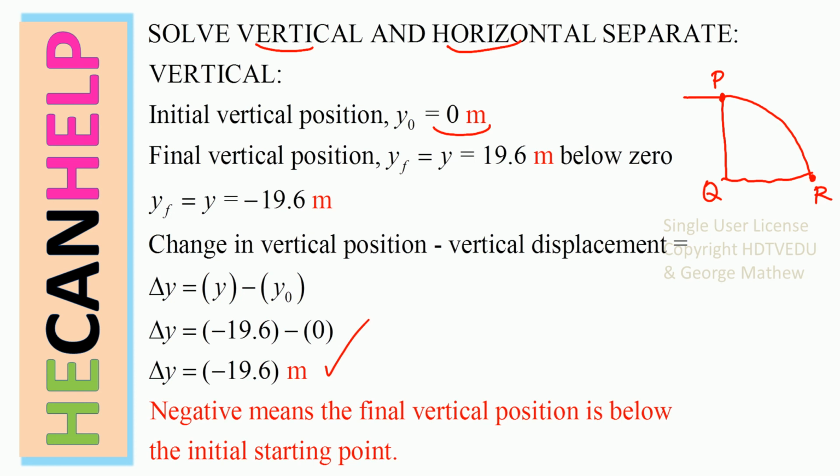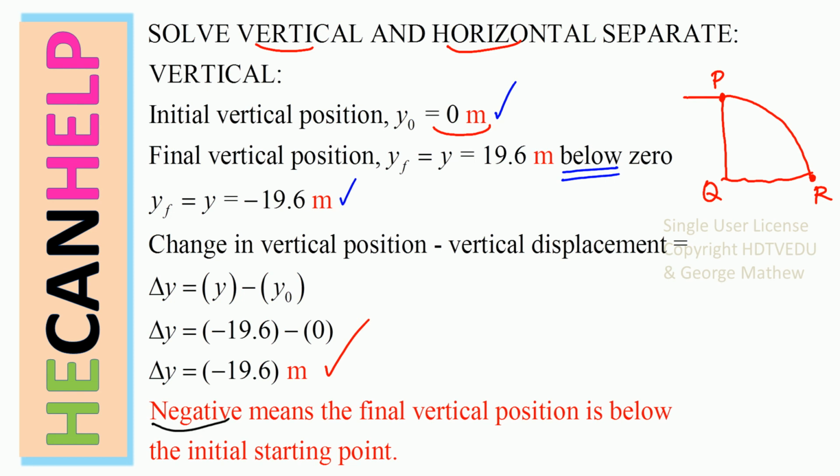Initial vertical position, 0. Final vertical position, it is 19.6 meters below 0, so it is negative 19.6. So what is change in y? Y final minus y initial, negative 19.6.